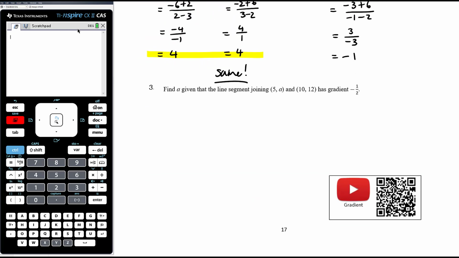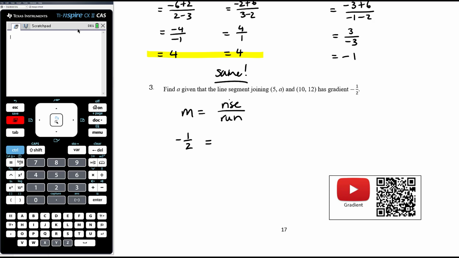Question 3, find a given that the line segment joining (5, a) and (10, 12) has a gradient of -1/2. Okay, so we know if we do change in y values over change in x values, we get gradient. Gradient equals rise over run. In questions 1 and 2, it was the gradient that was unknown, and we knew the 2 points. In this case, we know the gradient, we know 1 point, and it's just one of the coordinates that's unknown. So as long as we've only got one unknown, this relationship about gradient is still going to work.